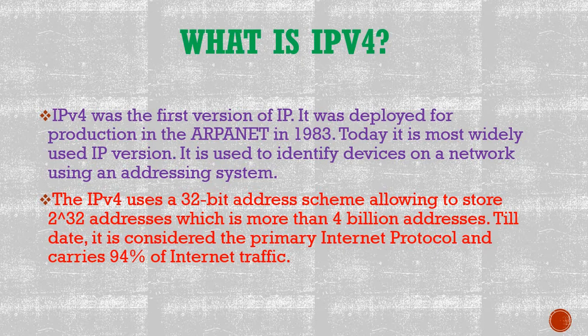It is the first version of IP. It was deployed for the production of ARPANET in 1983. Today, it is the most widely used of the IP versions. It is used to identify the devices on a network using an addressing system. So basically, whenever we say IPv4, a total 32-bit address scheme allows us to store the addressing.